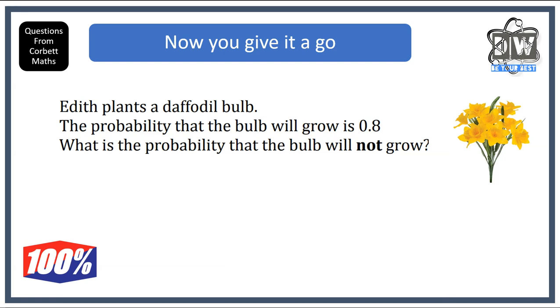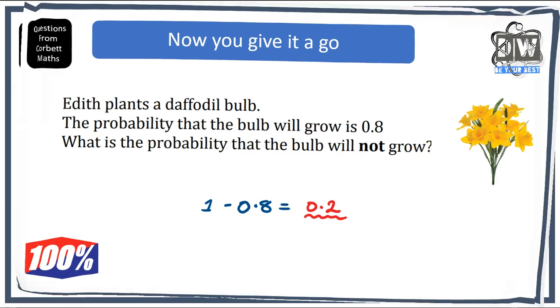All right, everyone, let's have a little look. So hopefully what you did is you got your 1, you subtracted 0.8 from 1, and that gave you 0.2. Now remember, 0.8 is 80%. So if 80% of the time the bulb will grow, 20% of the time, or 0.2, the bulb will not grow. If you don't know what a bulb is, basically a seed.